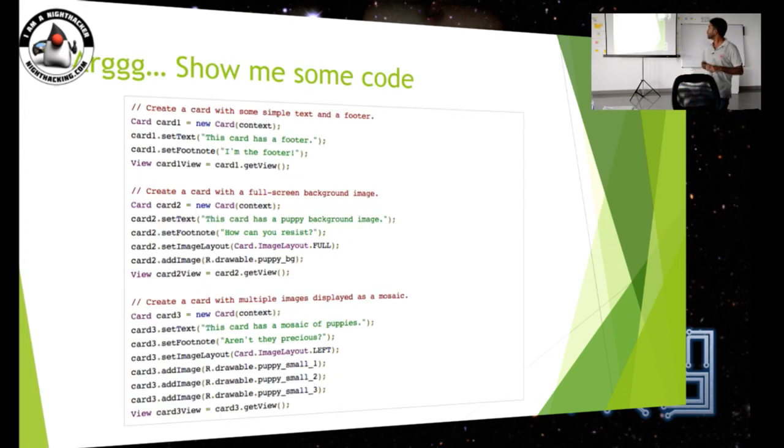So this is some code. I don't think you can see this code. This shows you how to instantiate a card: a card is equal to new card, and you set the text and set a footnote. You get a card view, and then you can insert it into a timeline, or if you are running a full-scale application, you could insert it into your card scroll view, where you can scroll cards.